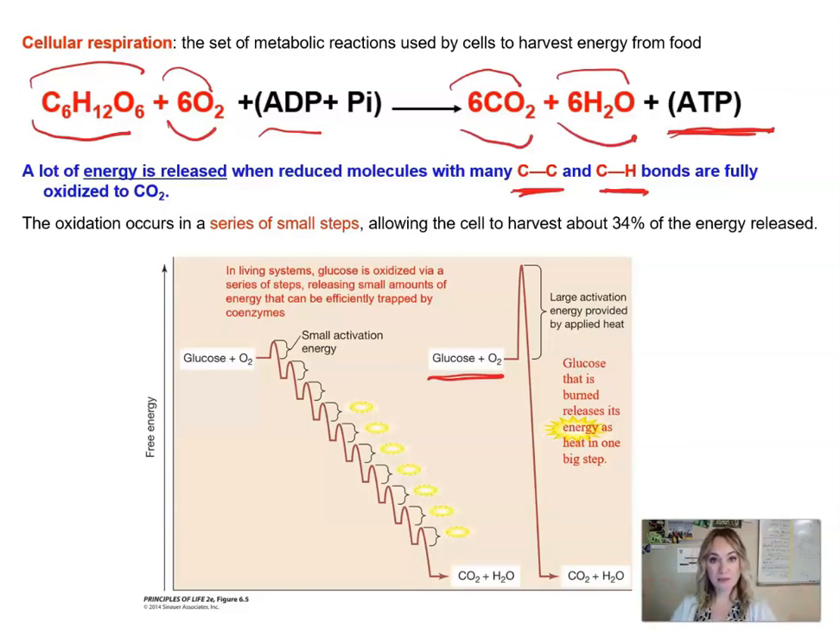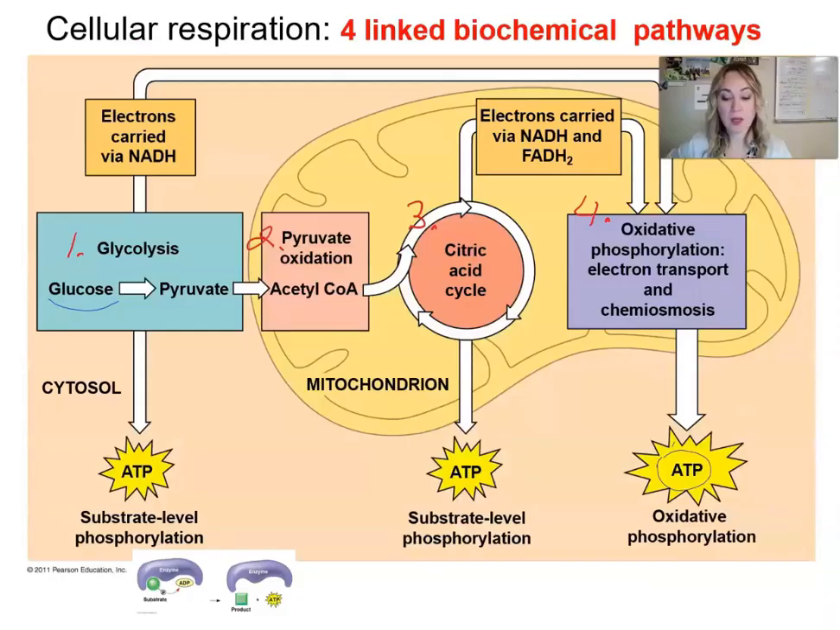Behind the scenes, this energy is going to be transferred to form ATP. We have to have ADP molecule attach the inorganic phosphate to it and synthesize a fully charged battery that we call ATP. There are 4 linked biochemical pathways that will make up cellular respiration.